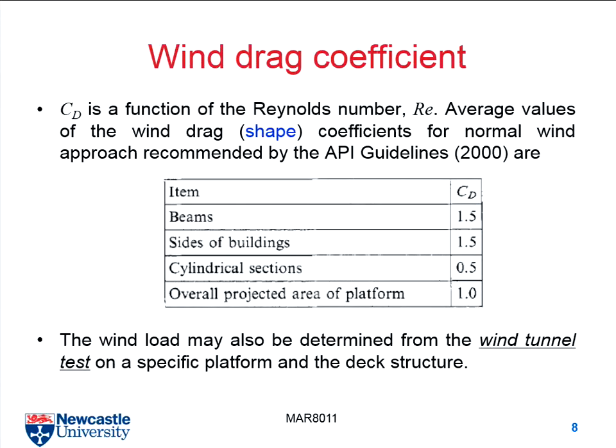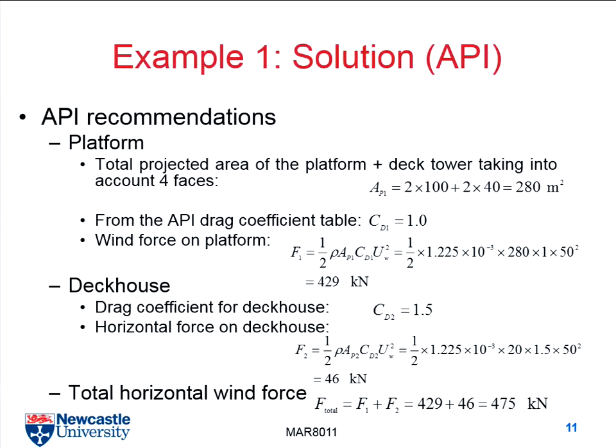And if you go back to the table, for the overall projected area of the platform, we use CD as 1, right? So you know the area here, you know the constant here, and of course we know the density of air is roughly 1.29 or 1.23 kilograms per cubic meter, right? And you know the wind speed. Of course, you can calculate the pressure on this structure.